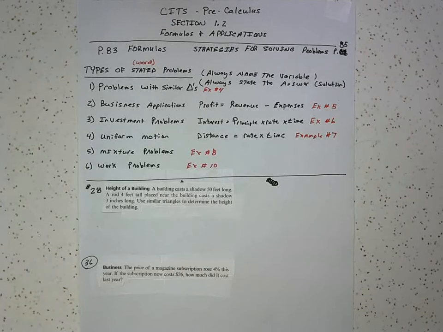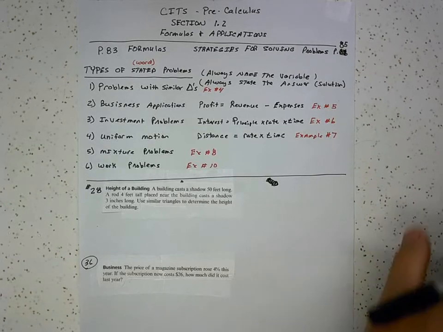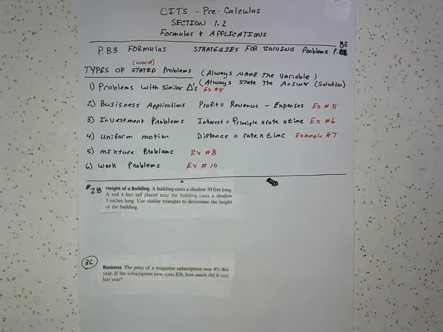It says the height of a building. A building casts a shadow 50 feet long. A rod 4 feet tall placed near the building casts a shadow 3 inches long. Use similar triangles to determine the height of the building. Now the thing with similar triangles is that the top and the bottom of each of those ratios that we use have to be in the same units. I'm not saying the top has to be the same as the bottom, but the ratio, the top of each side and the bottom of each side, the numerator and the denominator, have to be the same.